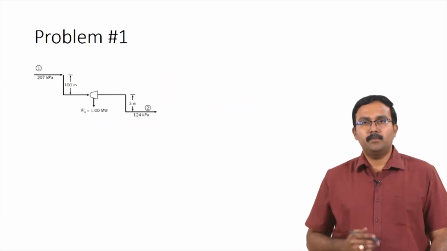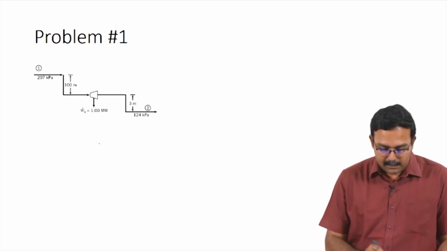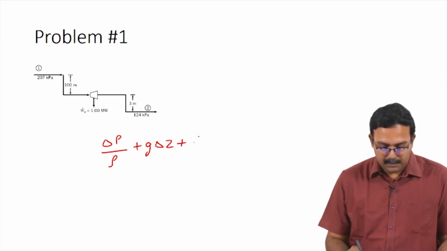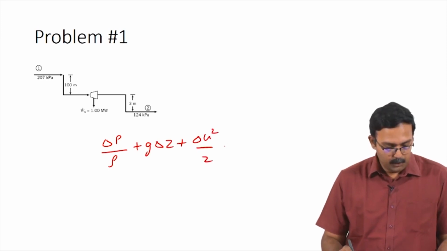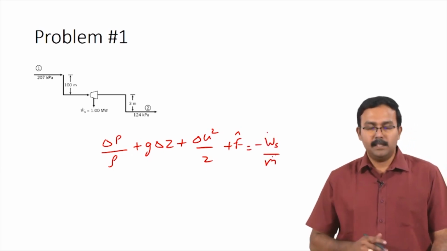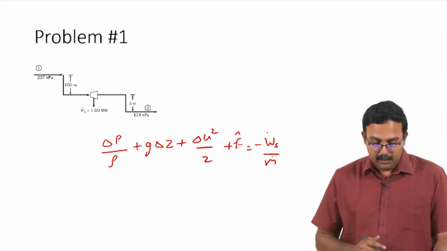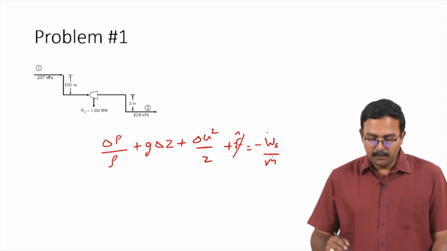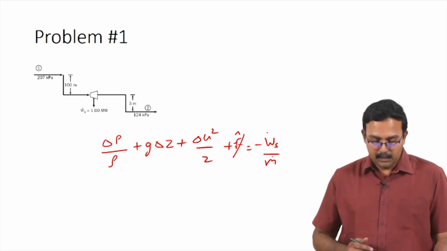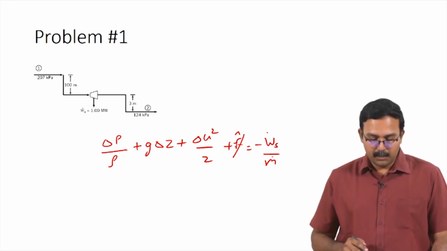The general equation for the mechanical energy balance can be written as delta P divided by rho plus g delta z plus delta u squared by 2 plus F hat equals minus Ws dot divided by m dot. This would be the general mechanical energy balance equation. In this system, we can ignore the friction term because no friction factor has been provided to us. However, we cannot ignore shaft work.